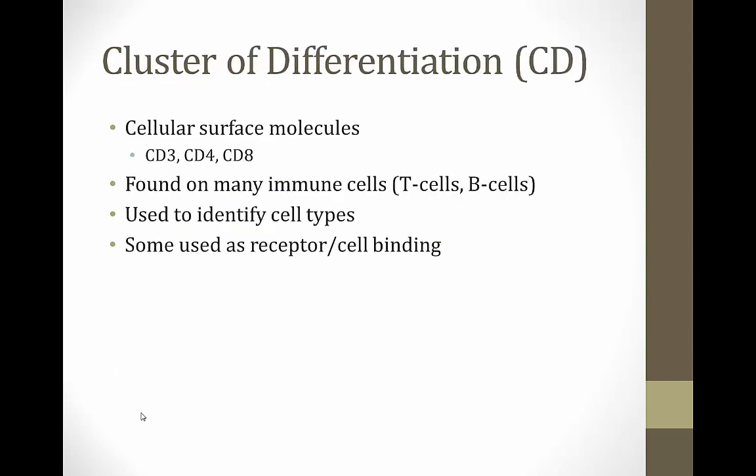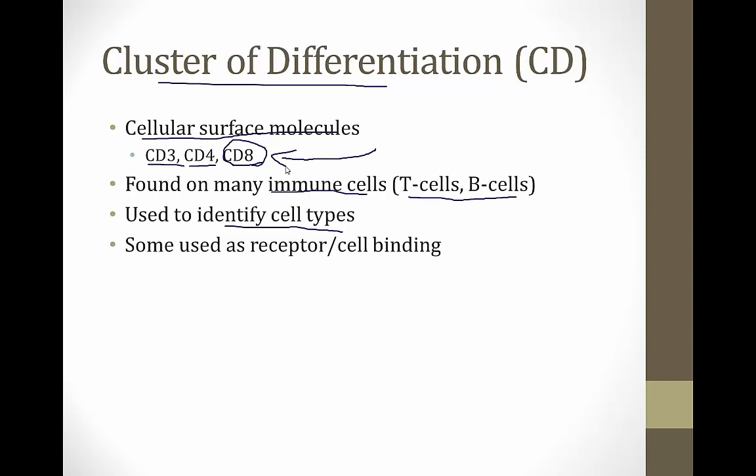And then the final concept we need to define before discussing the innate immune system is that of the CD structures, or the cluster of differentiation structures on cells. So CD structures are cellular surface molecules, and they have names like CD3 and CD4 and CD8, and they are found on many immune cells, especially T cells and B cells. And we use them to identify cell types. So for example, when we say we have a CD8 T cell, we're talking about a specific subtype of T cell, and it's defined by the presence of this CD8 molecule on its surface. Also, some of the CD molecules are used as receptors and cell binding sites, and we'll talk about those in the remainder of this module.